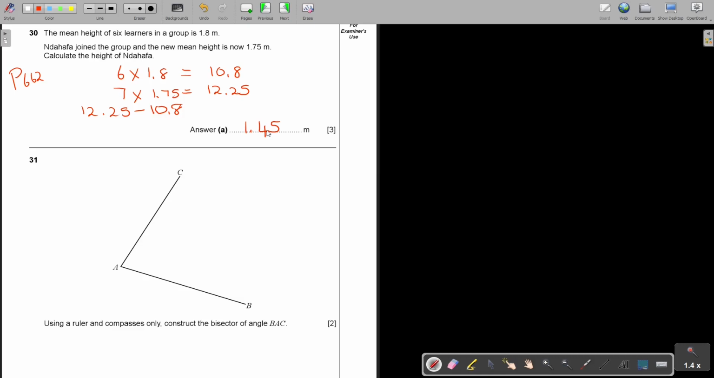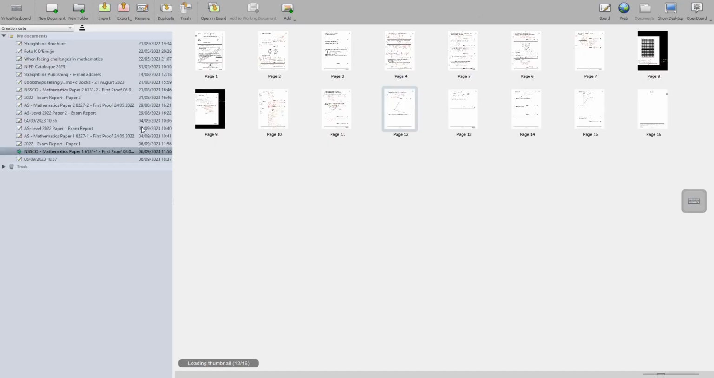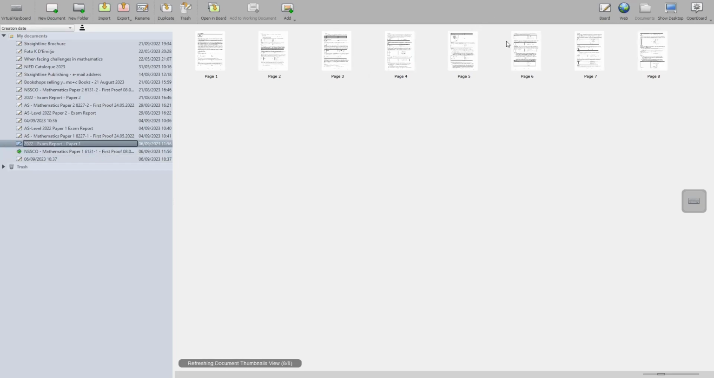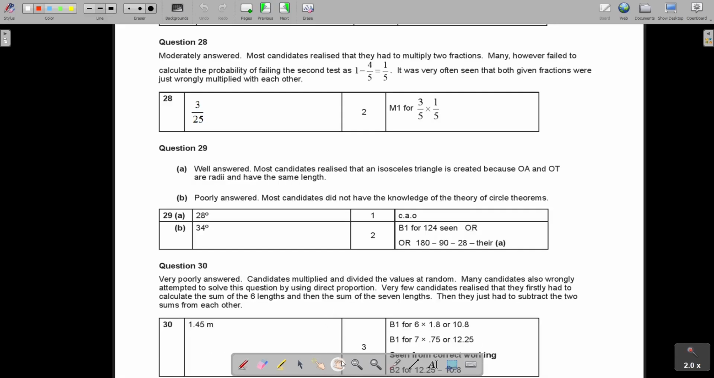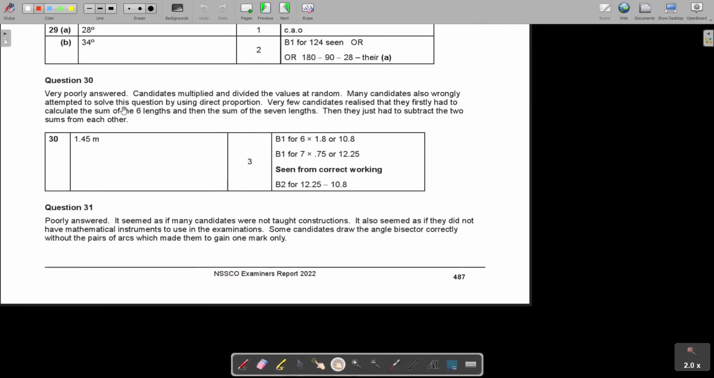Okay. Really not difficult. We can just maybe go to the exam report and see how well it was answered. Question 30. Let's just see. Let's just make it a bit bigger. It's actually very poorly answered.